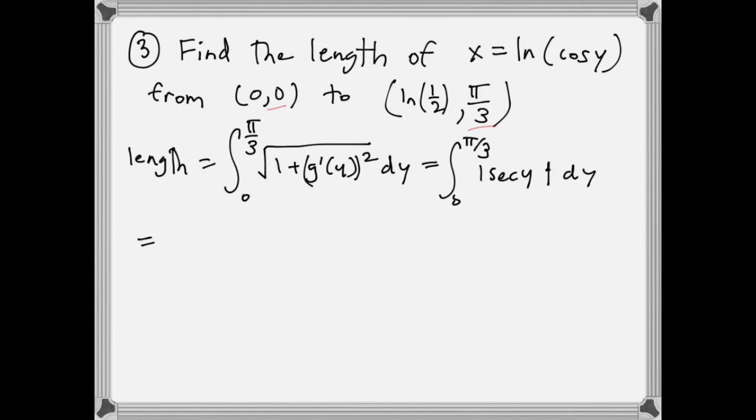Now, can I actually get rid of the absolute value here? Well, it depends on the sign of secant between 0 and pi over 3. But that's in the first quadrant, isn't it? So let's write this down. We know that in quadrant 1, the absolute value of secant y is just secant y, since secant is positive there.